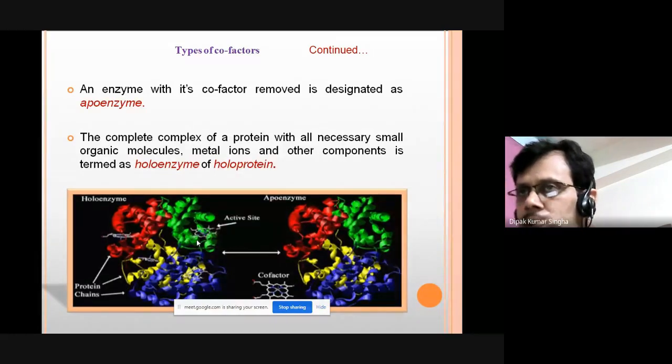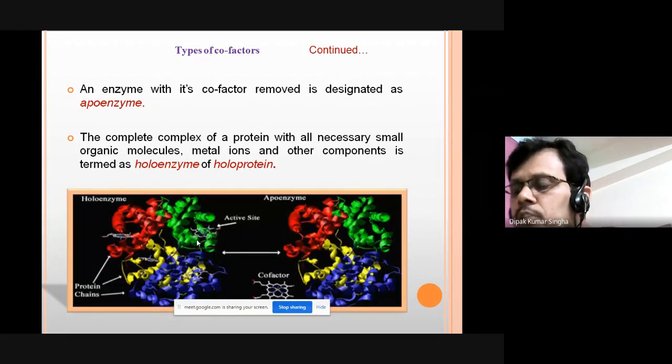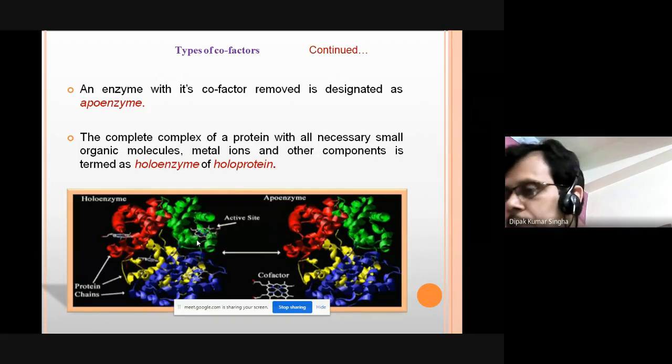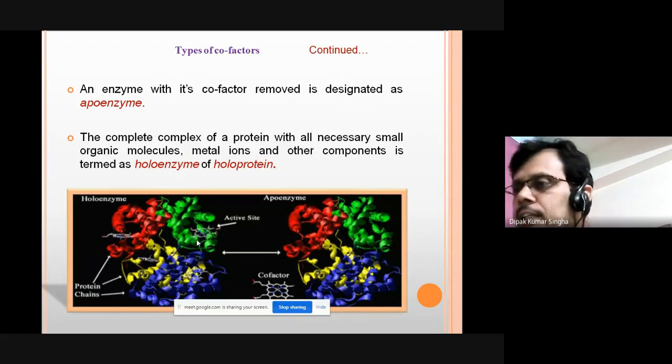That means the cofactor is the part of the enzyme which activates the enzyme and finally catalyzes the reaction. Without the cofactors, enzyme action will not activate. Without coenzymes, the enzyme is totally inactive. So the enzyme along with the cofactors is called the holoenzyme, and this is the actual enzyme. The basic function of this enzyme is to catalyze the reaction. Okay.